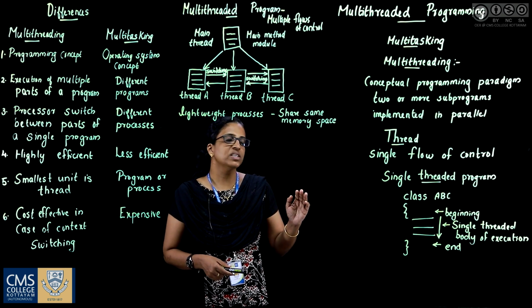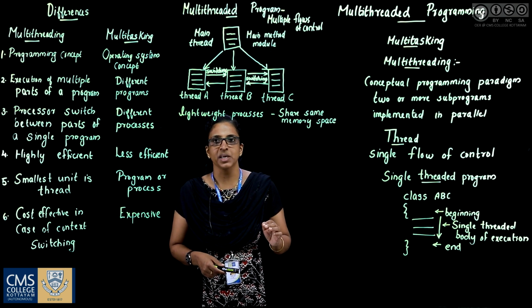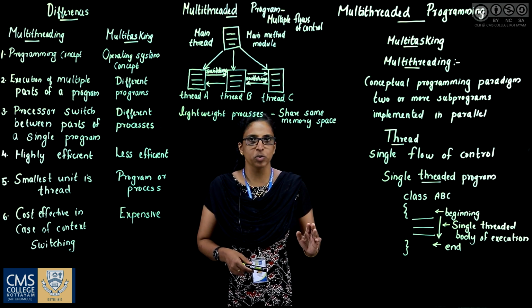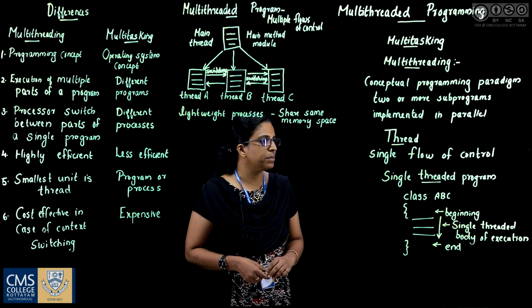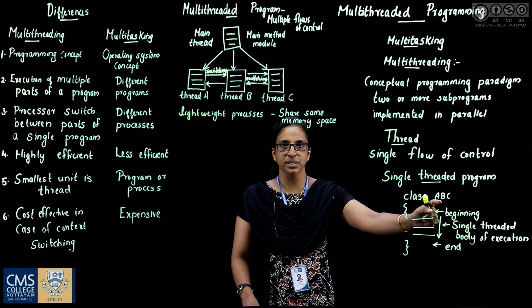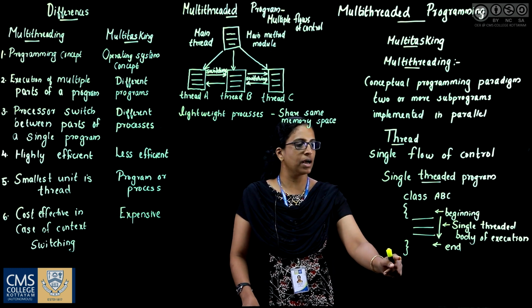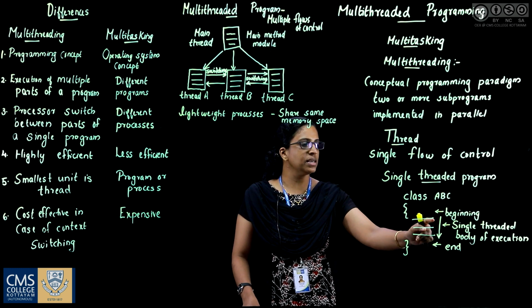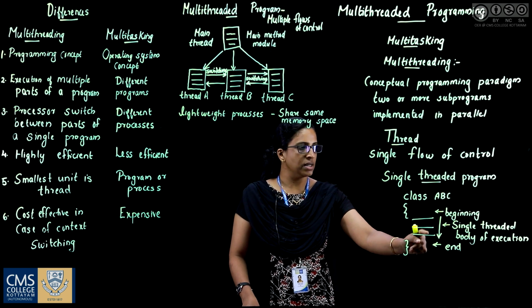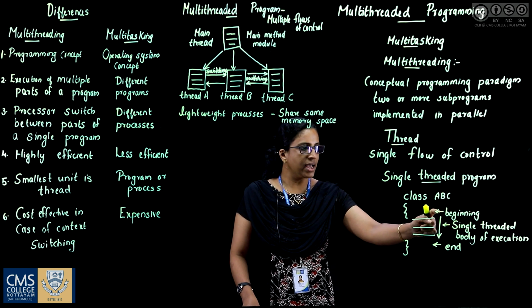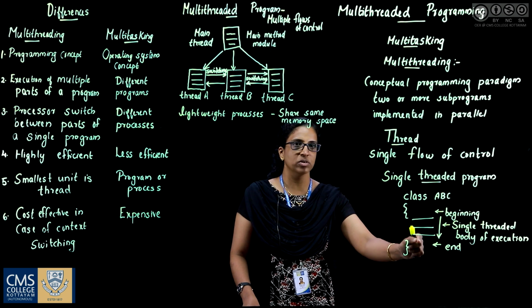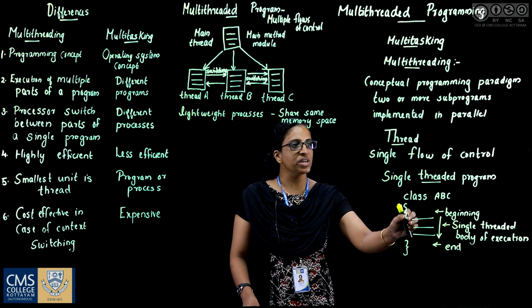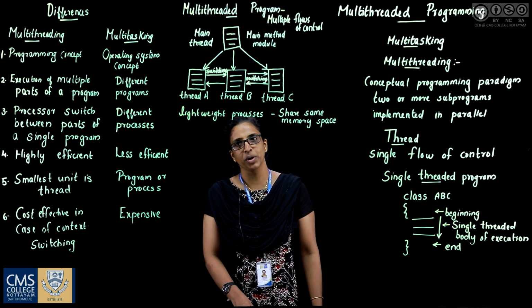Let us see what a single threaded program is. In almost all Java programs, there will definitely be one thread. Consider for example, we have a class ABC and this is the body of the class ABC. Here you can see the code to be executed. So here we have a beginning and a sequence of statements or commands which will be executed sequentially, and there will be an end for this code. So this is an illustration of a single threaded program.